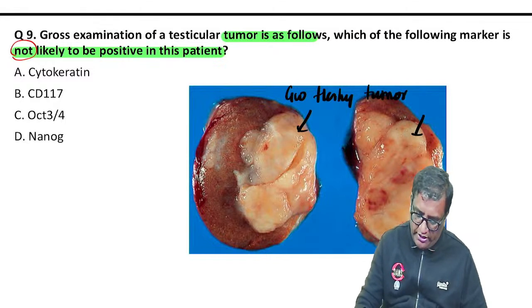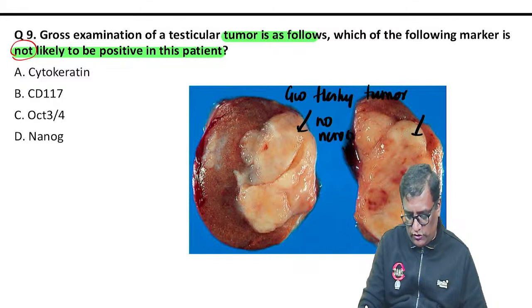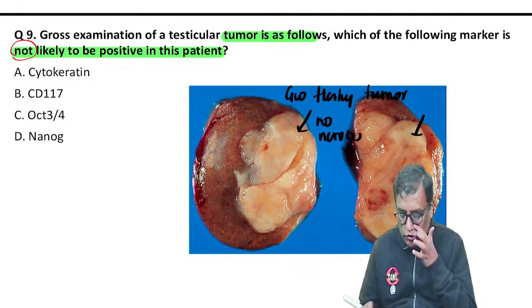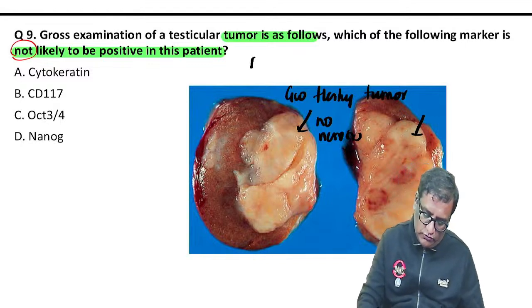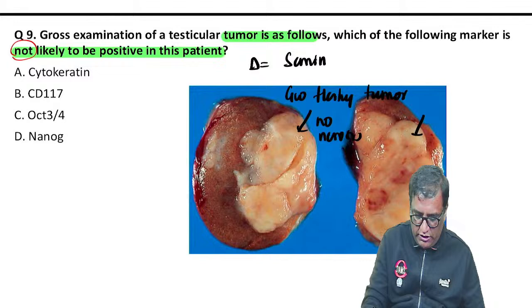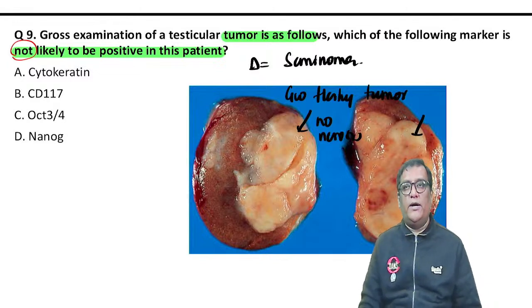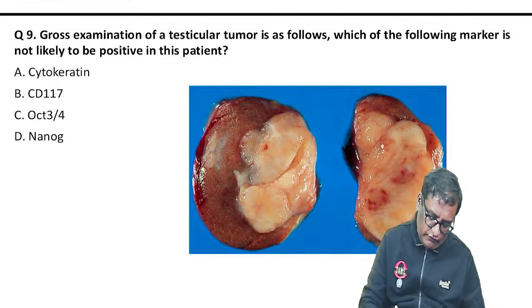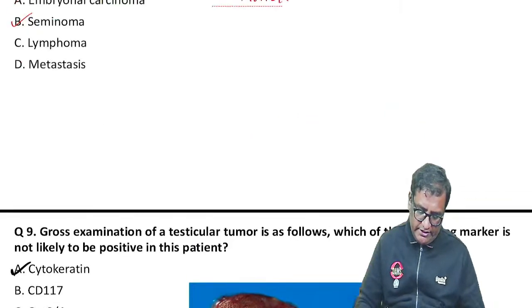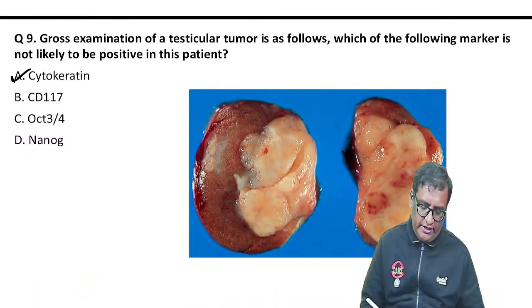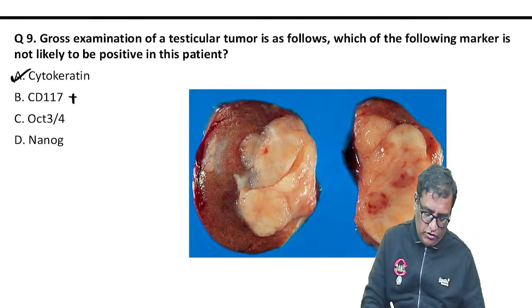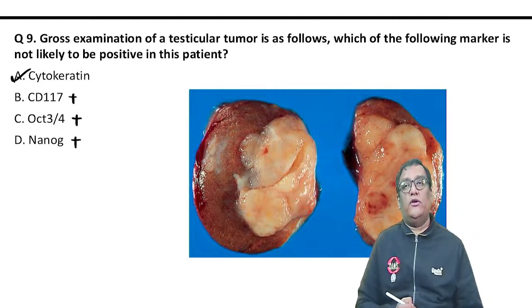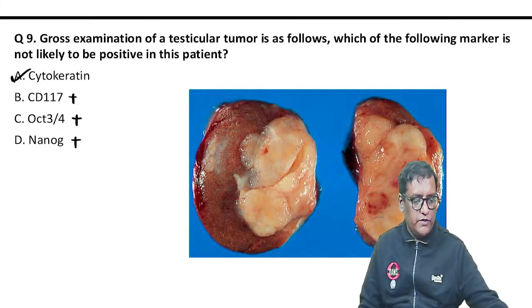There is no necrosis and no gross hemorrhage either. So my diagnosis would be what? This would be a seminoma. Seminoma's cytokeratin is negative, so that will be the correct answer, because the examiner is asking which marker will not be positive. Seminoma cytokeratin will be negative. CD117 will be positive. OCT3 will be positive. NANOG will be positive. Cytokeratin is a marker for non-seminomatous tumors like embryonal carcinoma. Right? Yes. So this is your seminoma.